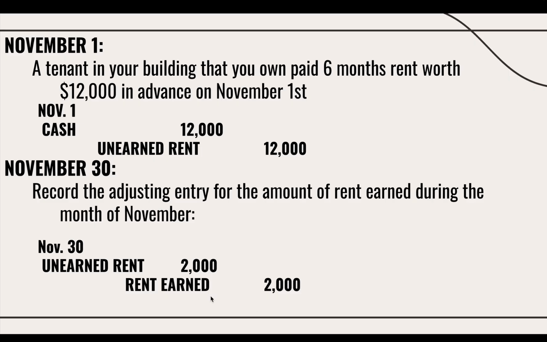What you're starting to see is we started with just revenue and expense, and now we're getting into more specific forms of revenue. So that rent earned is a revenue. So we've earned $2,000 worth of revenue, and then we subtracted $2,000 from unearned rent. And that's it.